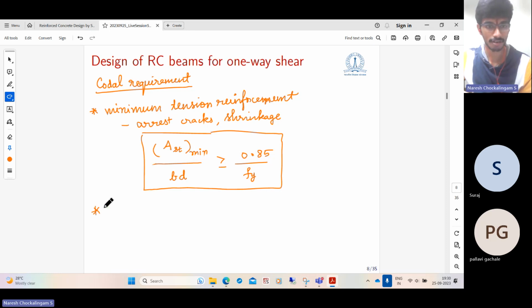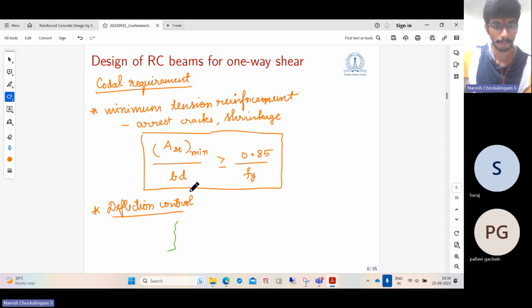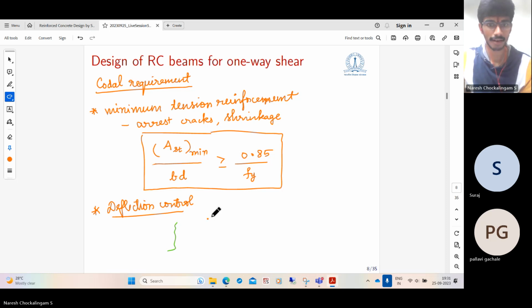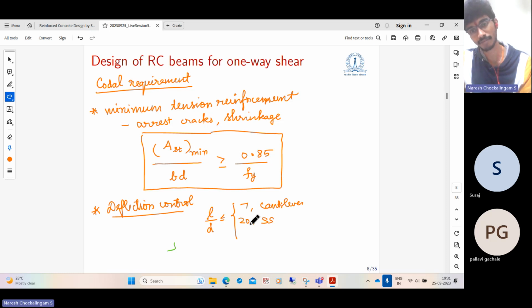And we also have conditions on deflection control. In order to keep the deflections under serviceable loads in control, the code asks us to restrict the span to effective depth ratio to be less than or equal to 7 for cantilever beams, 20 for simply supported beams, and 26 for continuous beams. And these factors may be modified depending on the percentage of tension reinforcement provided.